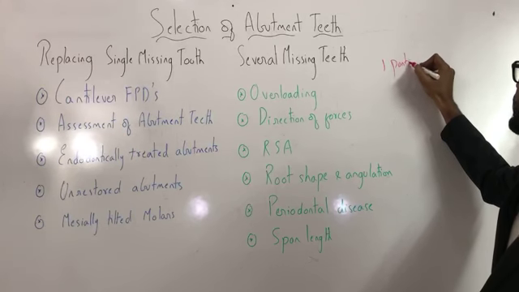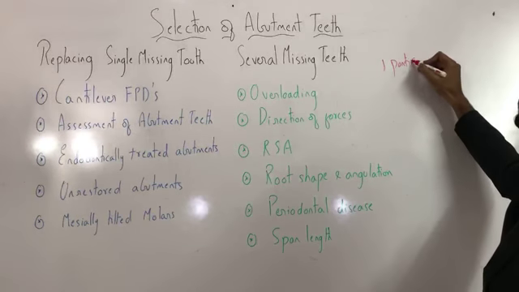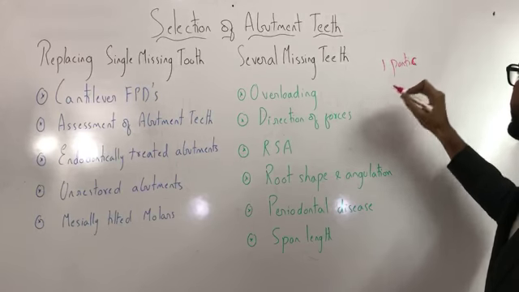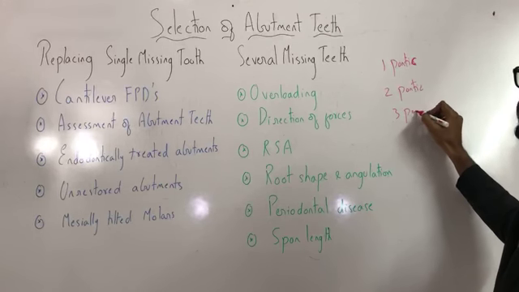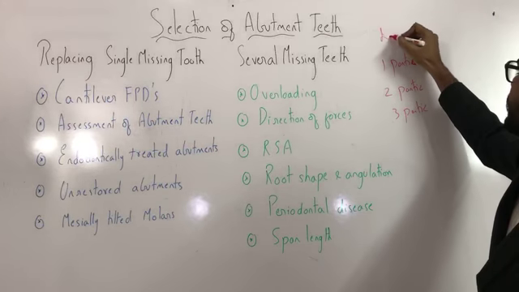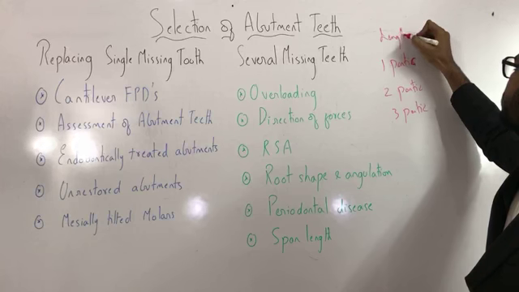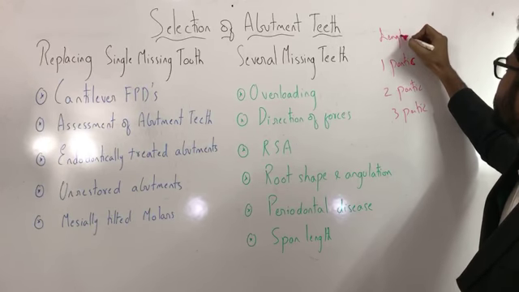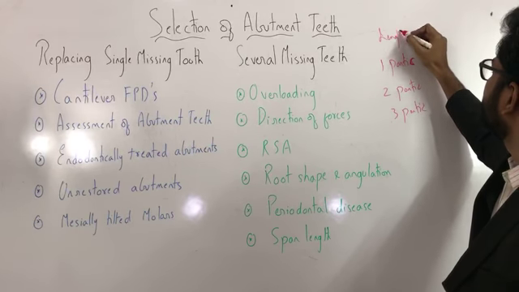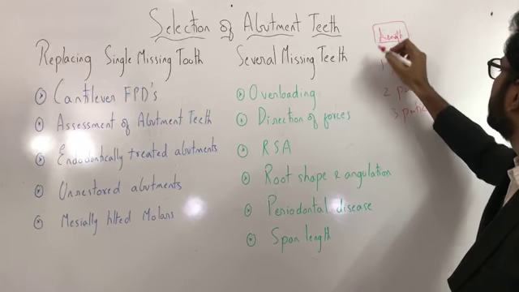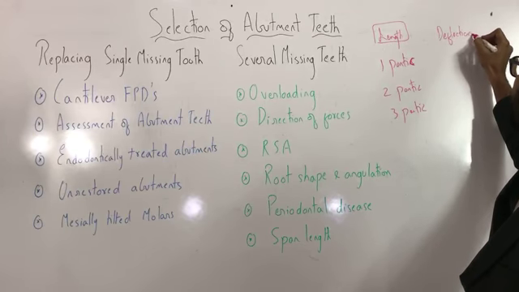pontic span. Span in the sense, the length of edentulous area, right? Assume that it's the span or the length of the bridge. So the span of the FPD, it's one pontic, or it can be two pontic. I'm just giving you some examples, or three pontic. So this is the length or span of the bridge. And this is the amount of deflection, right?